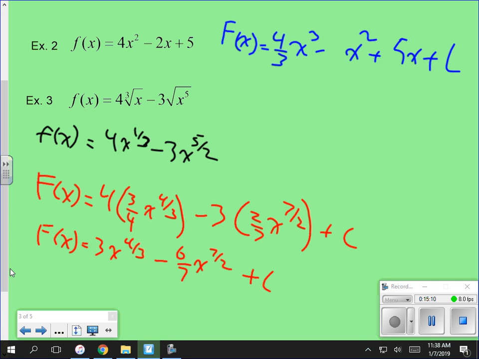Because the derivative of a constant would be 0. Whatever that plus c is will disappear. I don't know what that is. I just know that there's a constant there. And that constant could be 0. I just don't know yet.